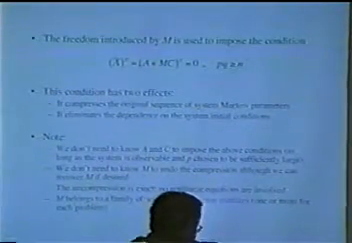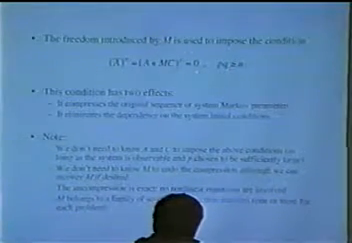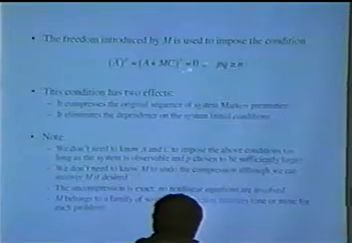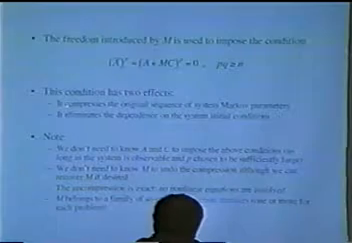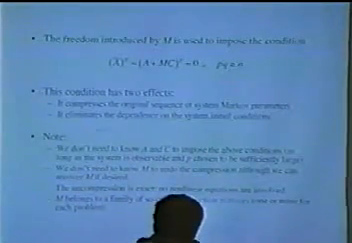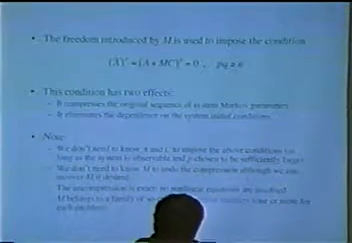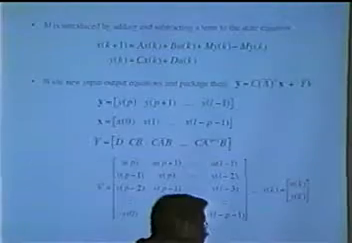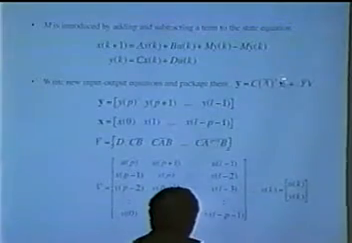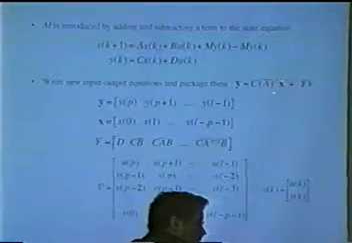Okay, now the freedom, I talked about this already. The A bar condition is imposed on M, and this condition has two effects. One is, like I said, it compresses the rich sequence of macro parameters into a finite set. And secondly, it eliminates the dependence on the system initial condition. Okay, that's another benefit because you look at this equation up here, the output-input equation relating the output to the input, and it has the x, which is the initial state in it, all multiplied by A bar to power p.